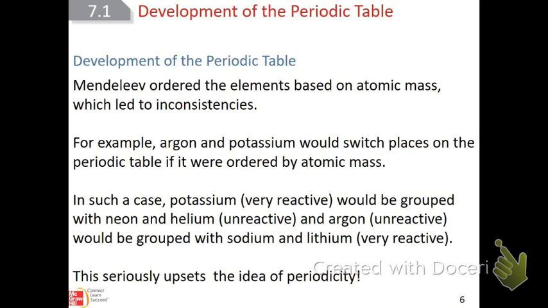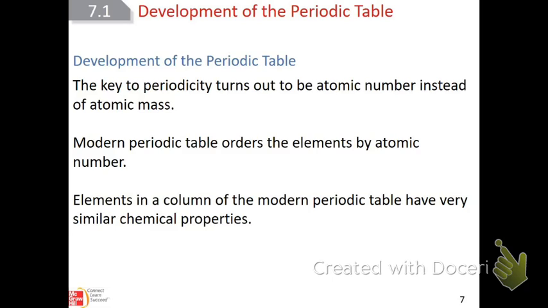And so you can see here, potassium, which is very, very reactive, would be grouped, and then helium and neon, very, very unreactive, and so on. You see that these would have some flaws. So then along comes another guy, and his name was Henry Moseley.